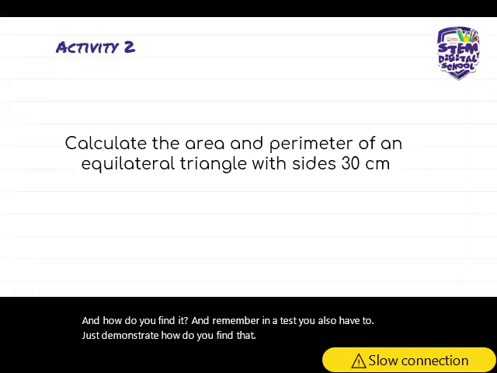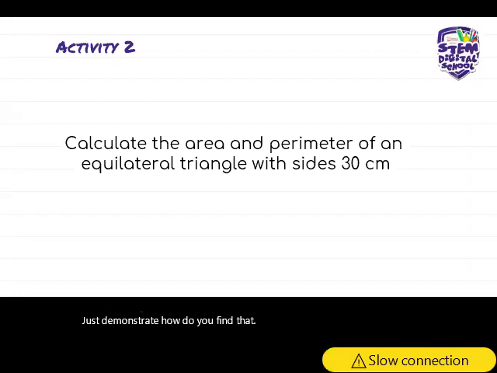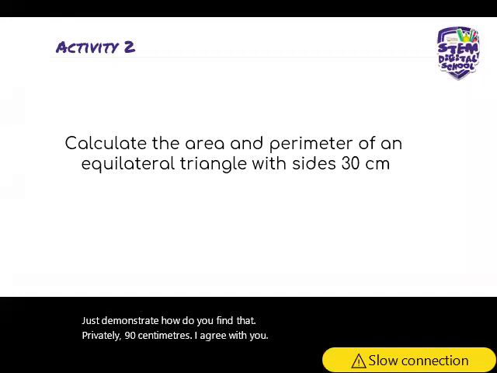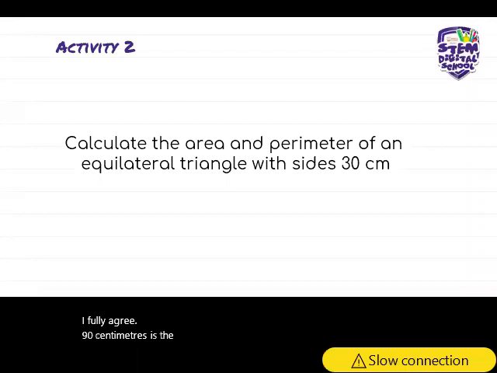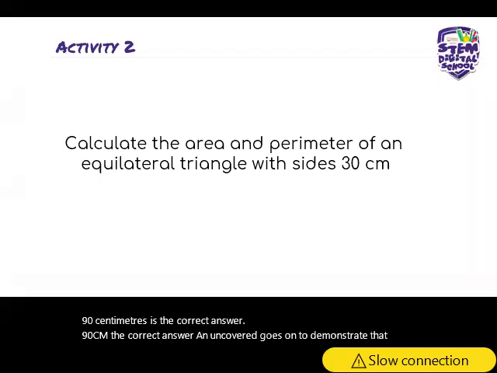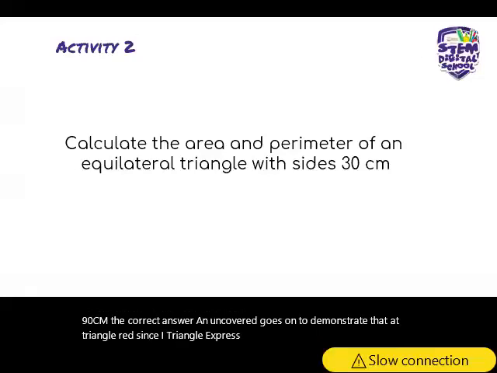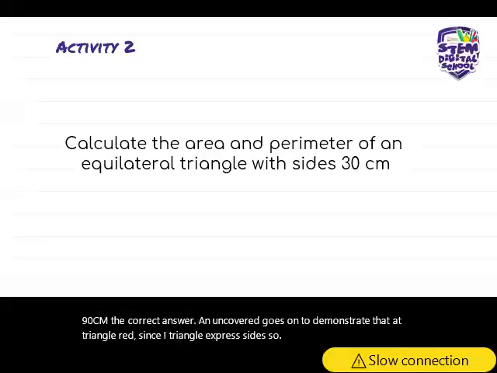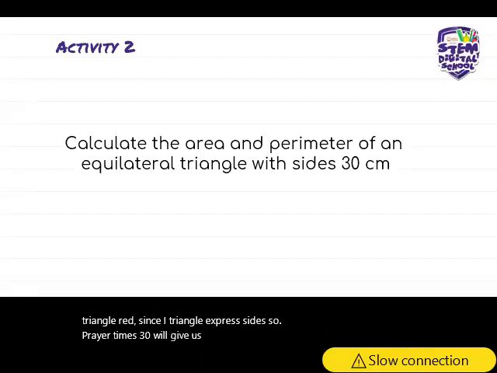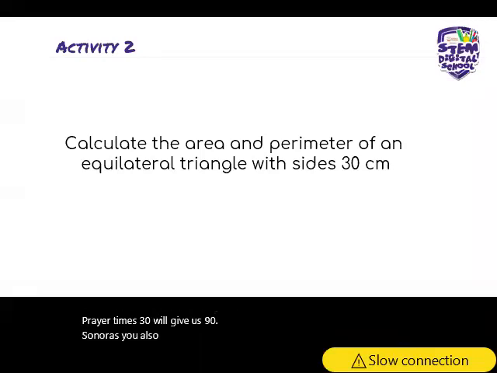Right, Umkabet says privately 90 centimeters. I agree with you, Umkabet. I fully agree. 90 centimeters is the correct answer. And Umkabet goes on to demonstrate that a triangle, since a triangle has 3 sides, so 3 times 30 will give us 90. Sinolowazi also agrees, saying 90 because 30 times 3 is 90.